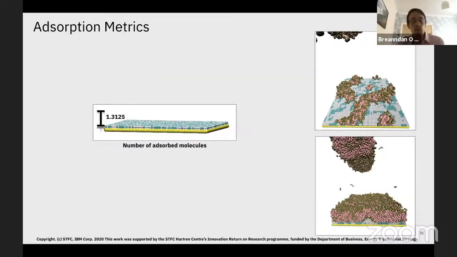So moving on to adsorption metrics, we defined a molecule to be adsorbed if one or more of its DPD beads was within a cutoff distance of 1.3125 DPD units from the top layer of the surface slab. Now, this is very much a heuristic cutoff. However, we found that by varying this quantity, while quantitatively our results may vary, the qualitative trends which we see are relatively consistent.